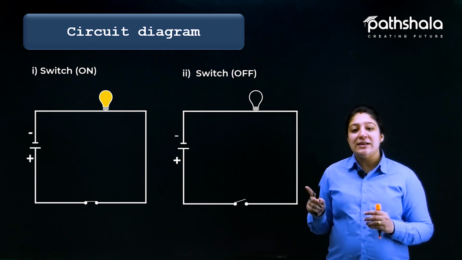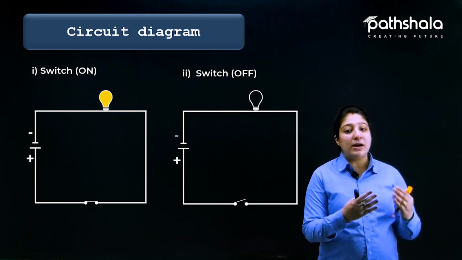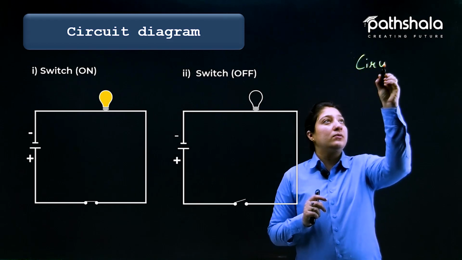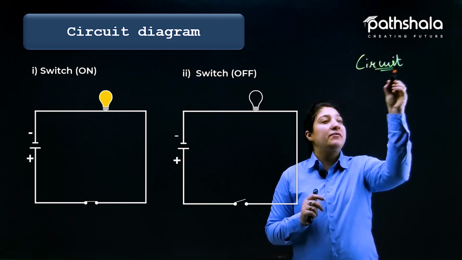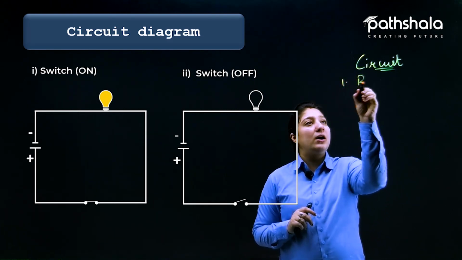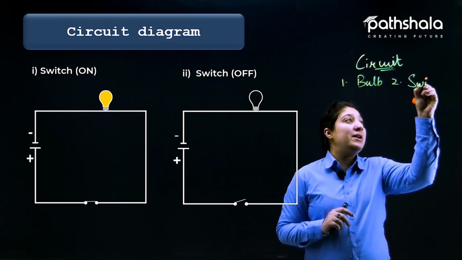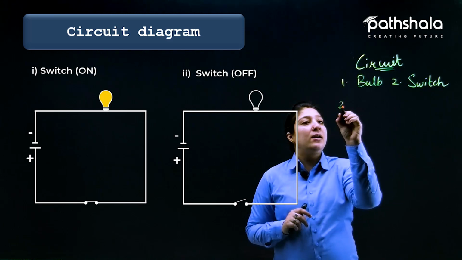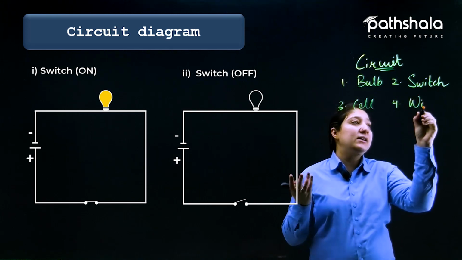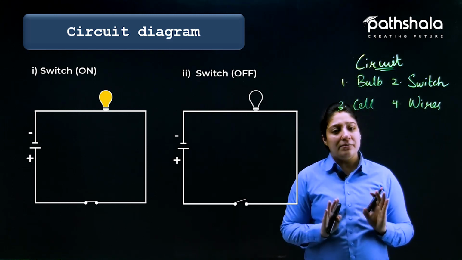Now here you can see how the bulb is shown, but when we are going to draw the circuit diagram, how is the bulb shown exactly? Just see here. When drawing the circuit in diagrammatic form, what are the different components it should include? Bulb, switch, third one is cell, and we know the fourth one is wires. Wires are very important, then only the connection will be complete. So these are the 4 things that you need in a circuit.